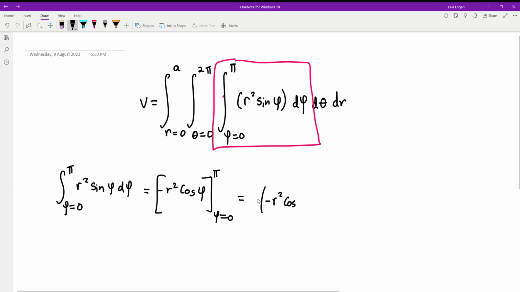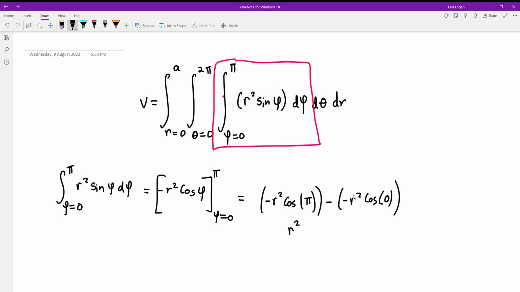So we're substituting the pi in first: negative r squared cos of pi, minus negative r squared cos of 0. Cos of pi is negative 1, so this is going to be r squared. This here turns into a positive, so plus r squared times 1. So all we have left is 2r squared.